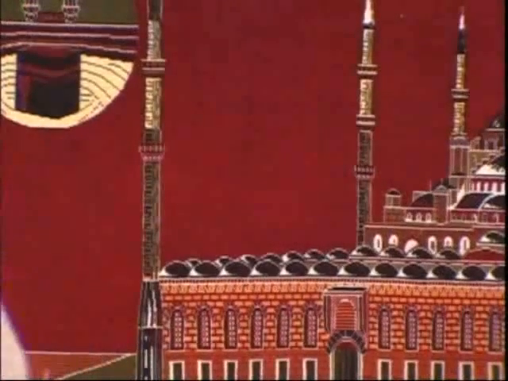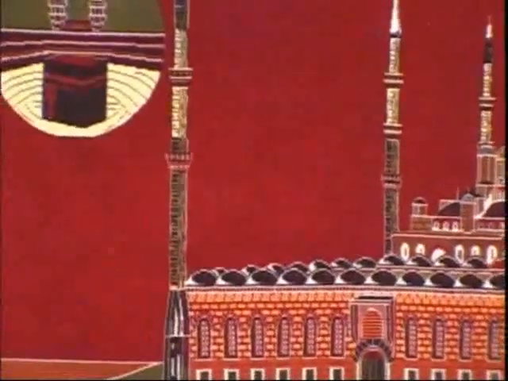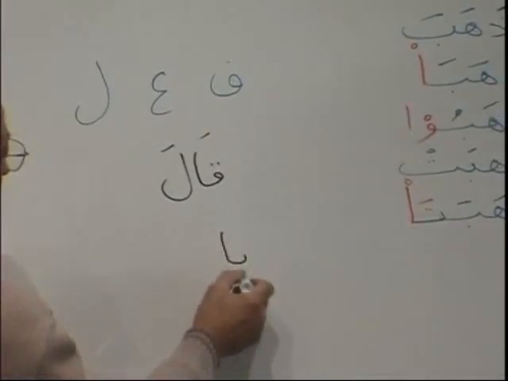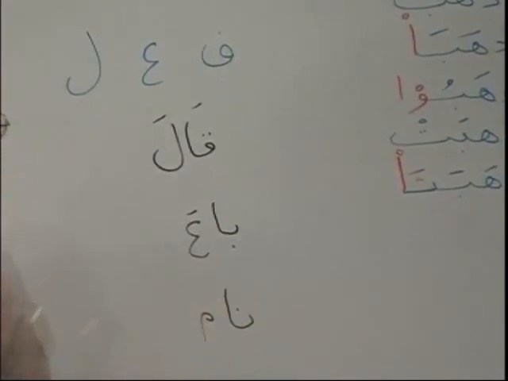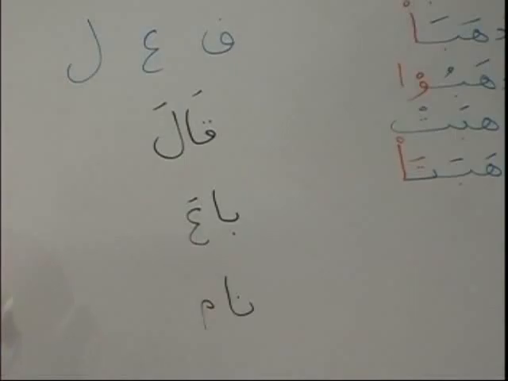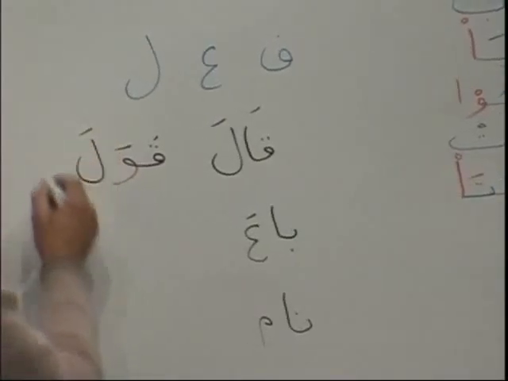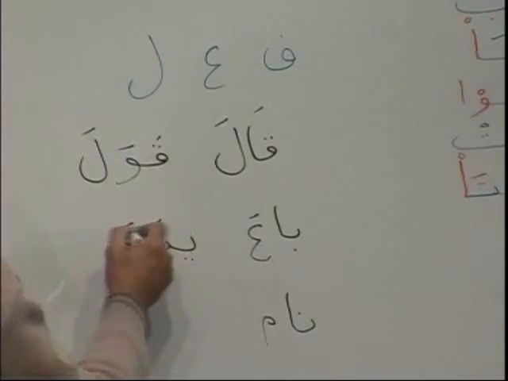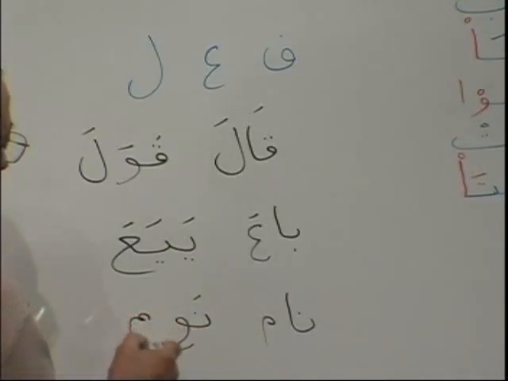Okay, here are some of the things that I will write down, brothers and sisters. Kala, and then I will say ba'a, and then I will write down nama. Okay, brothers and sisters? Kala is ka, waw, lam. Ba'a is ba, ya, a. And nama is nun, waw, ma.